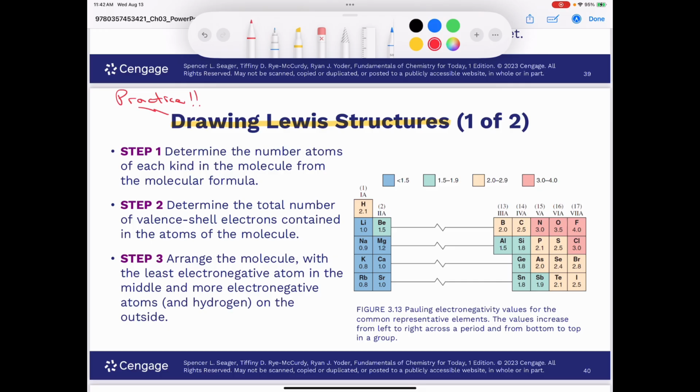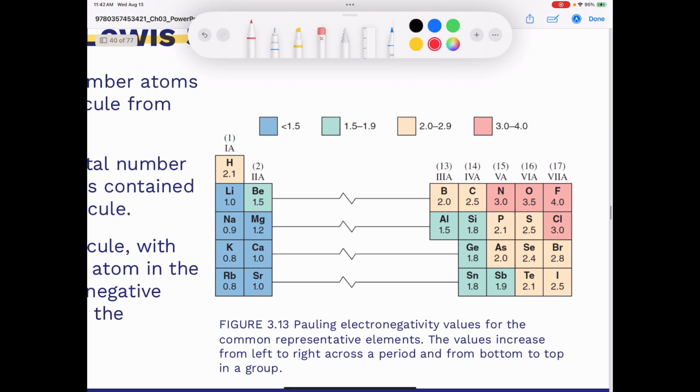So step 1 is to determine the number of atoms of each kind in the molecule from the molecular formula. So do we have 1 carbon? Do we have 2 carbons? Do we have 2 hydrogens, 4 hydrogens, etc.? Then determine the total number of valence shell electrons contained in the atoms of the molecule. If you're wondering how you're going to tally all that up so quickly, we're only going to be drawing Lewis structures for elements that you see on here: groups 1, 2, 13, 14, 15, 16, and 17. Well, I can make this really easy for you, okay?